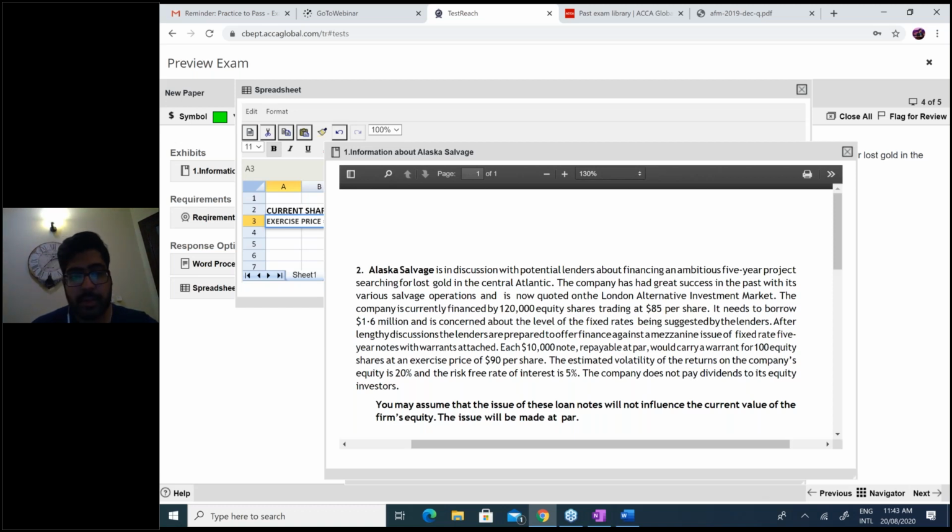So each $100 loan note repayable at par would carry a warrant for 100 shares at an exercise price of $90 per share. Exercise price is $90 per share. The estimated volatility you are given is 20%, and the risk-free rate is 5%. The company does not pay dividends. Okay, let's move towards the requirement.